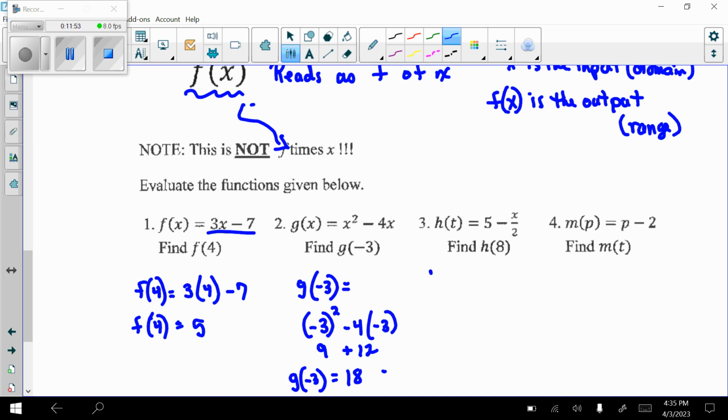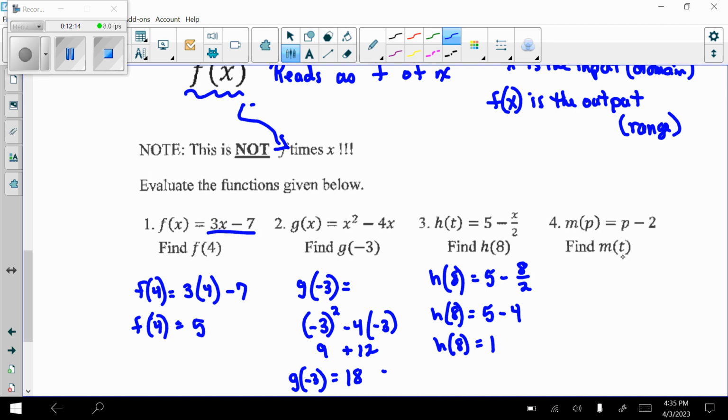For this one, h of t, so I'm going to plug in 8. I get 5 minus 8 over 2. So h of 8 is equal to 5 minus 4. h of 8 is equal to 1.